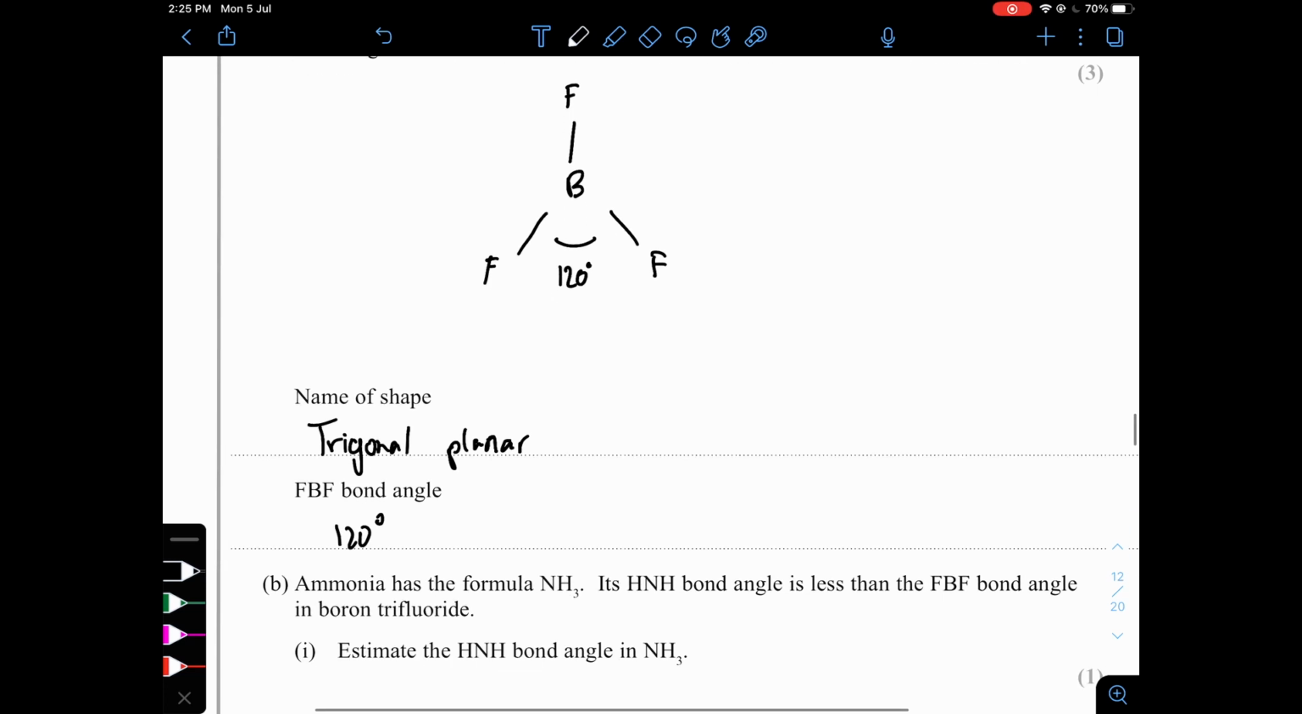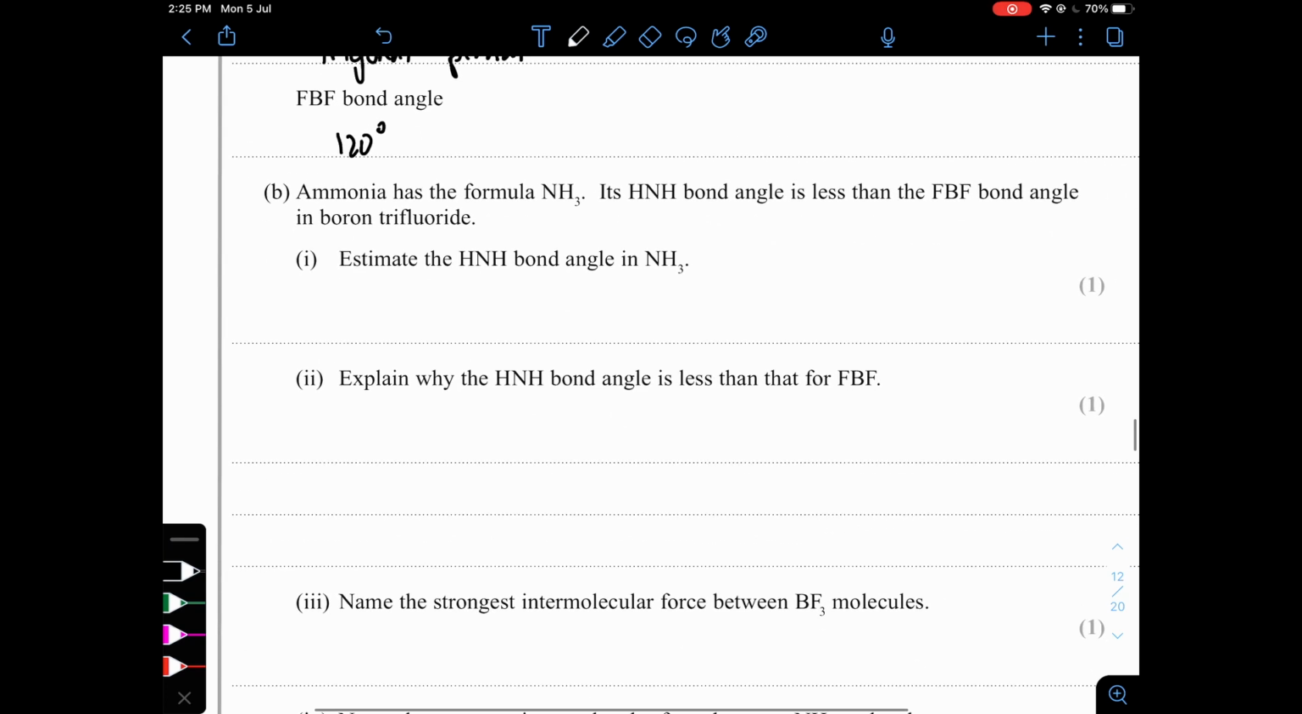Alright, so ammonia has the formula NH3. Its HNH bond angle is less than FBF in boron trifluoride. Estimate the angle. So we have N, and we have H, and H here. Bonding pair, lone pair. This would form a tetrahedral shape, right? Tetrahedral shape has 109.5 degrees. But because we have this lone pair, we have to decrease the angle by 2.5.